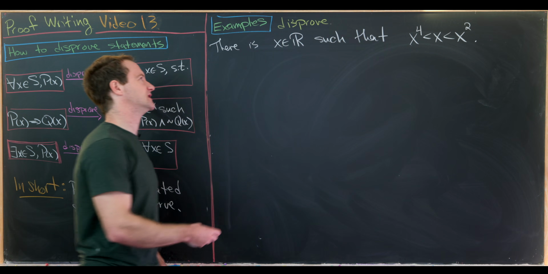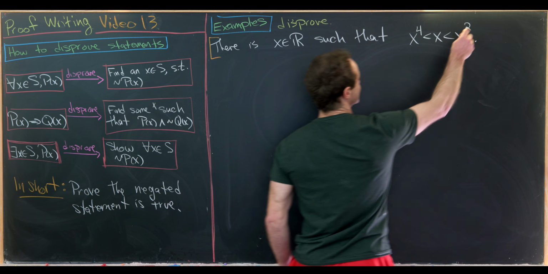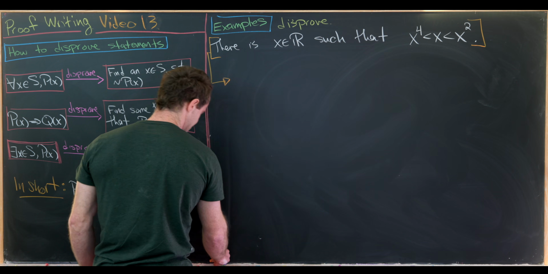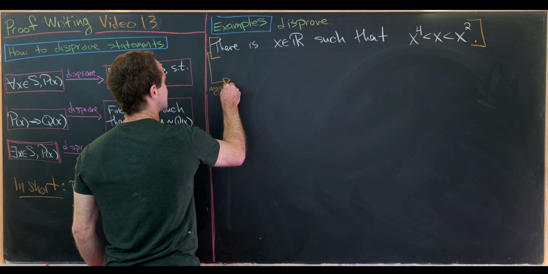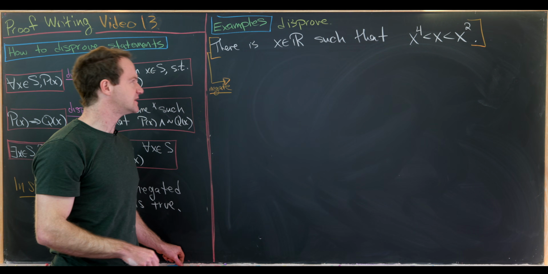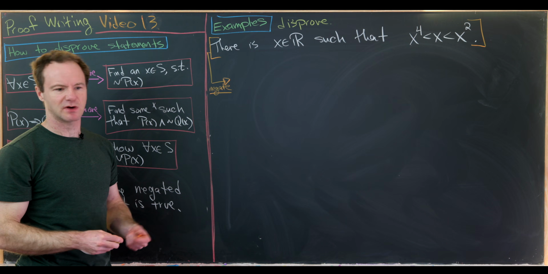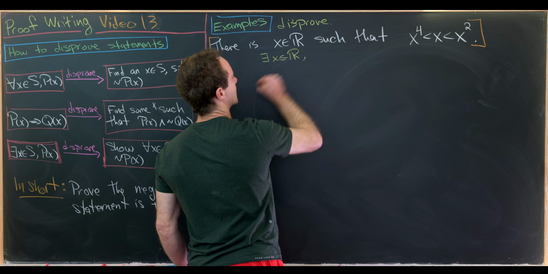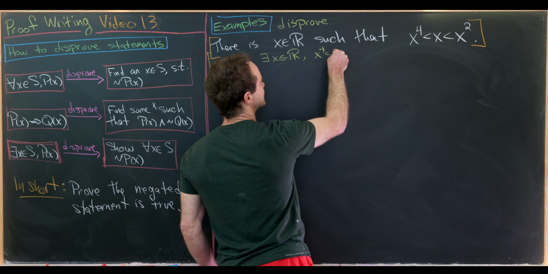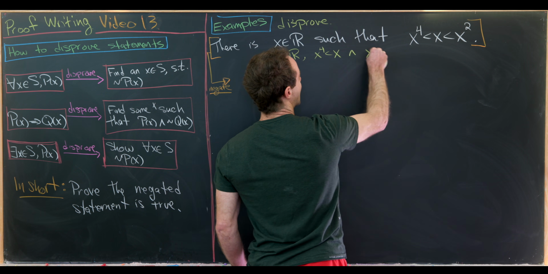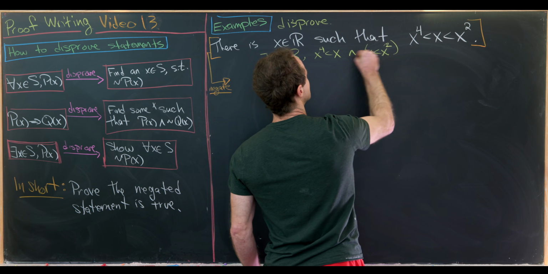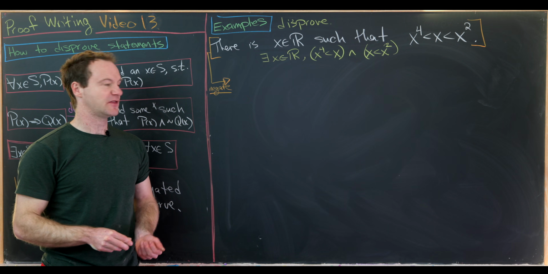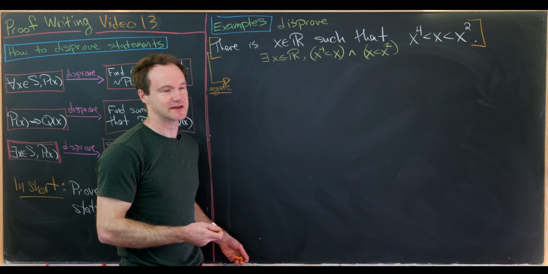So let's maybe get started on this, and we'll disprove this by negating the statement and show that the negated statement is true. So let's say that this orange arrow means to negate our statement. But perhaps to do that carefully, we should maybe write this into symbolic logic. So notice that in symbolic logic, this says there exists an x in R such that x to the fourth is less than x and x is less than x squared. So what I did is I took this compound inequality and turned it into an and statement. I think that's the best way in order to negate this kind of thing.